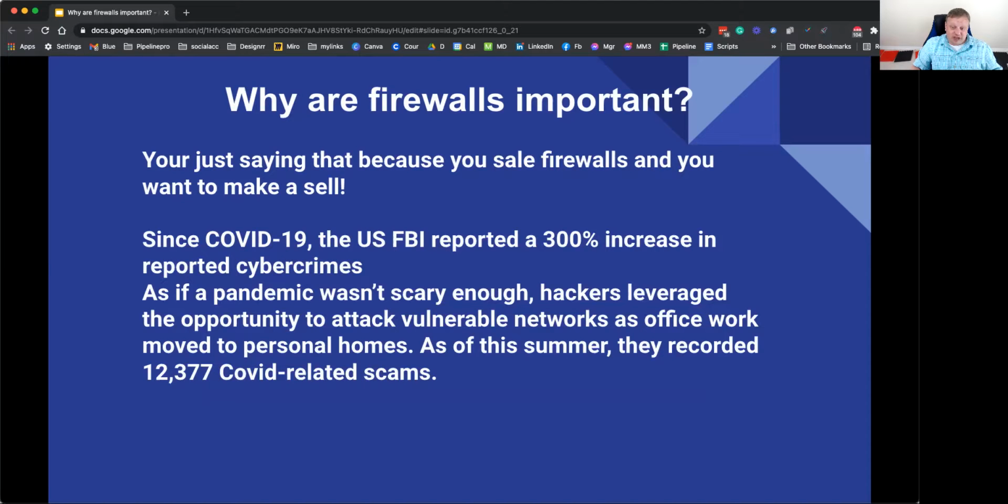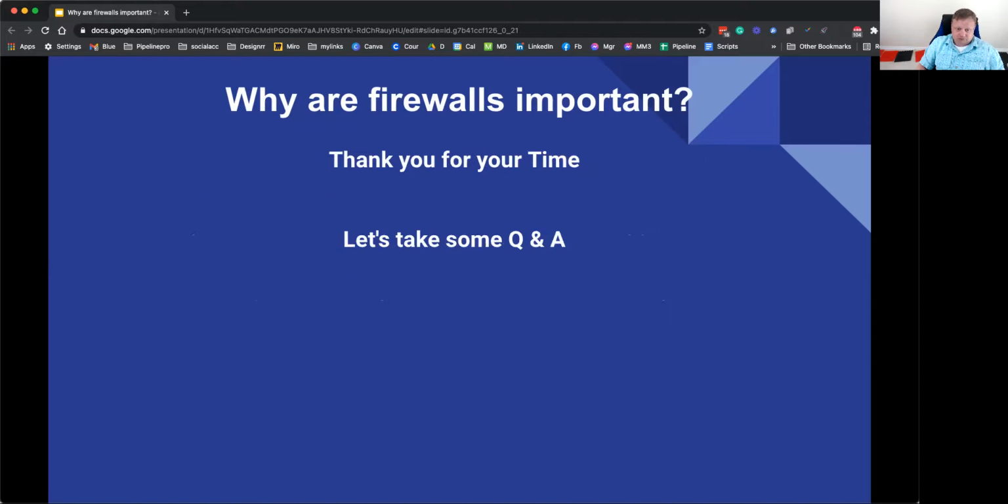Since COVID-19, the FBI has reported a 300% increase in cyber crimes. That's a 300% increase that we know about now, that we know have happened. Let's think about the ones that take 90 days to 6 months to detect that haven't been reported yet. Keep that in mind. As of this summer, there have been 12,377 COVID scams reported. That's just COVID scams. There are other scams out there that people are trying to get you on. If you have a firewall and all that, will that protect you from every scam? No. One of your weakest links is your users.